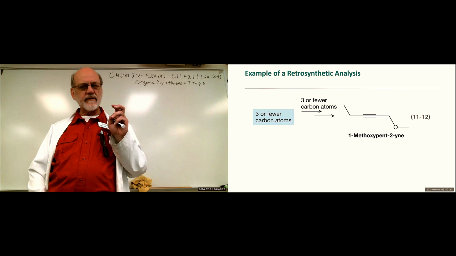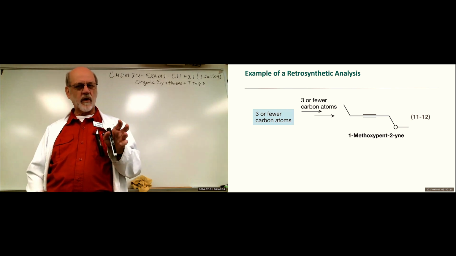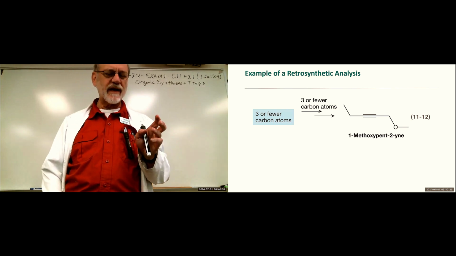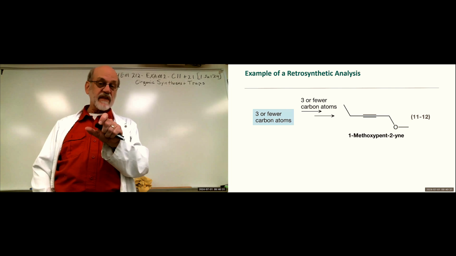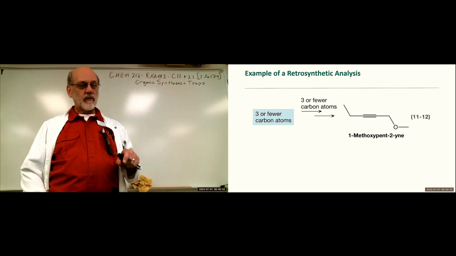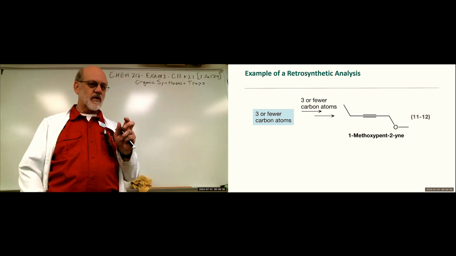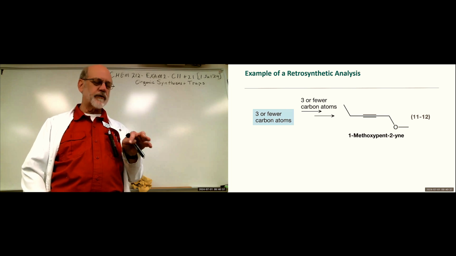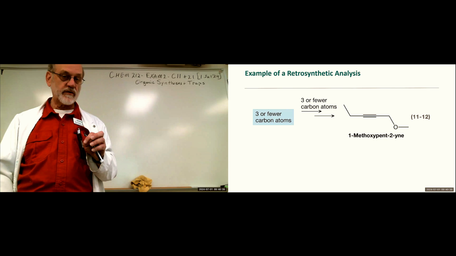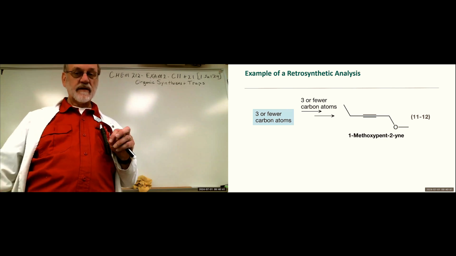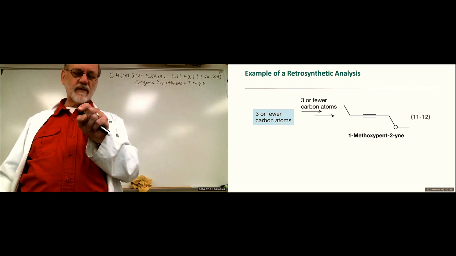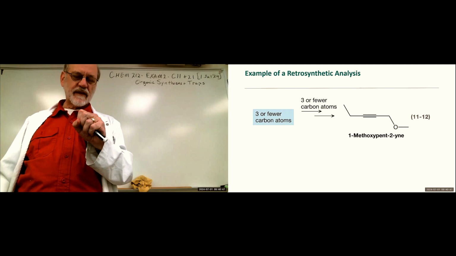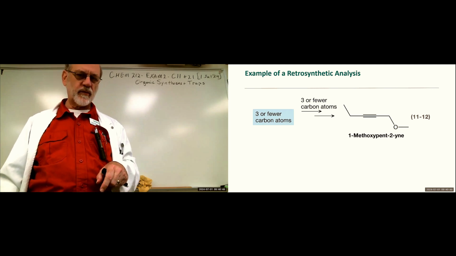So if we're given the product that we want, this 1-methoxypent-2-yne, notice we have an alkyne and we also have an ether in there. And the restriction is that we have 3 or fewer carbon atoms in our precursors. So how many carbons do we have? 1, 2, 3, 4, 5. We have 5 carbons in the skeleton, then we have an ether group and then another methyl group on the end.